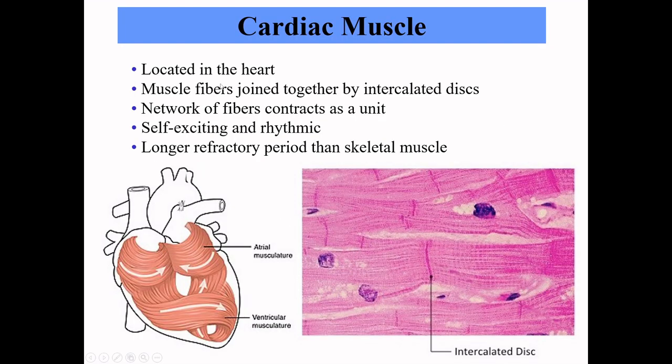Cardiac muscle, of course, in the heart, its fibers are joined together by intercalated discs, which we can see in our picture here, that darker line cutting through the tissue. Those are our intercalated discs connecting different sections of cardiac muscle together. Its fibers contract as a unit, self-exciting and rhythmic. We already talked about the rhythmicity. And it has a longer refractory period than skeletal muscle does. So it takes a little bit longer to reset after each contraction with cardiac muscle than skeletal muscle.